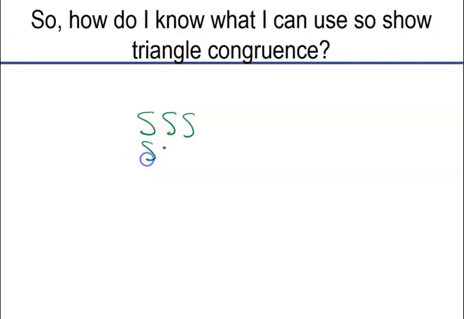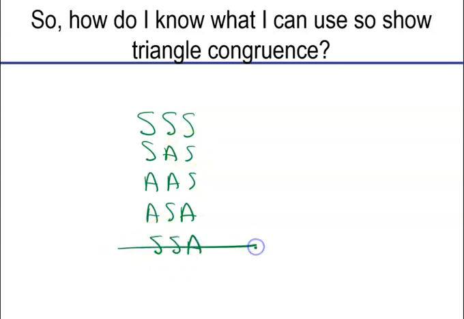What else? If you had side, angle, side, same story. If you had angle, angle, side, and angle, side, angle. In other words, the side in between two angles, or back up here, the angle between two sides. What you could not do is side, side, angle. Okay, that's out. You can't show congruence with side, side, angle. There are some particular situations, like hypotenuse leg, that fit in that category, but this is a special case that works, whereas side, side, angle just in general doesn't work.